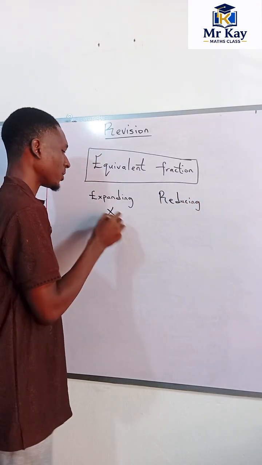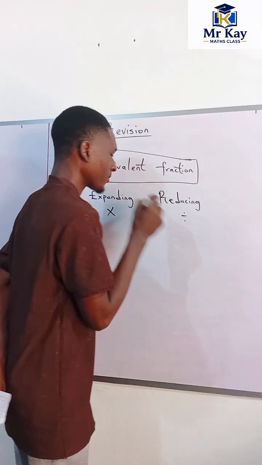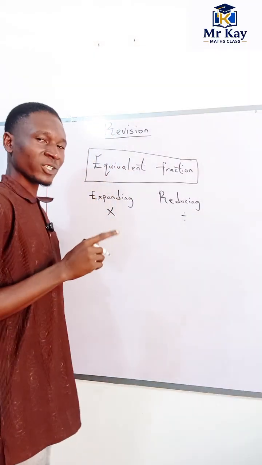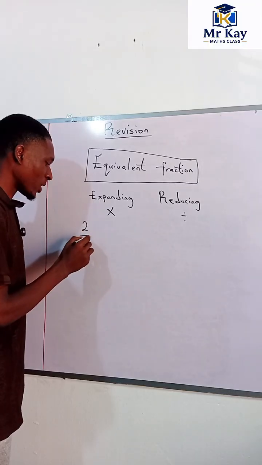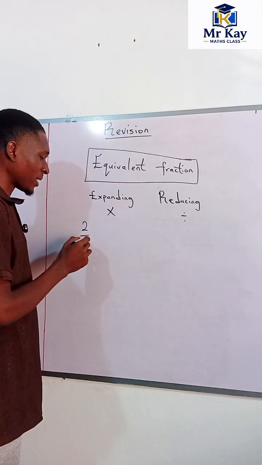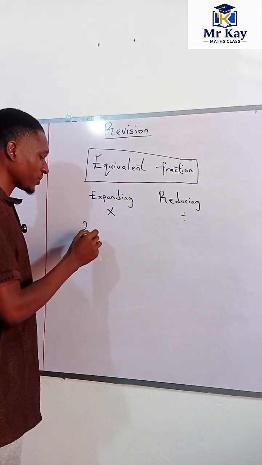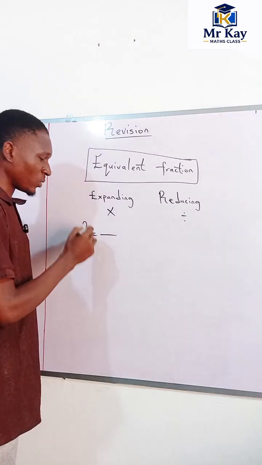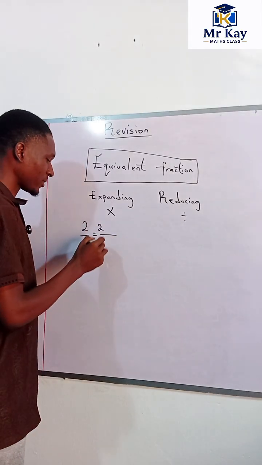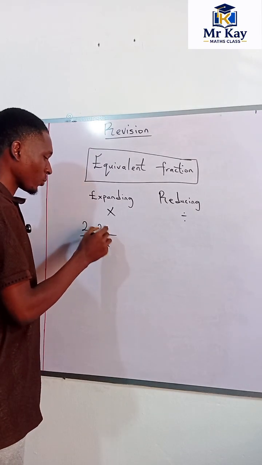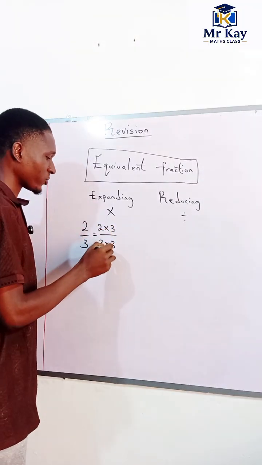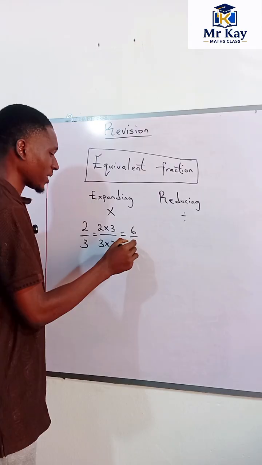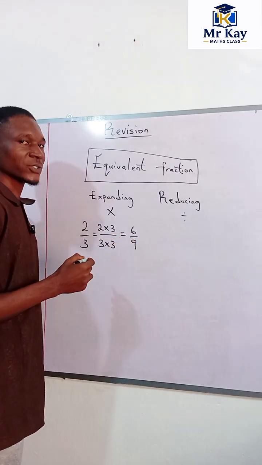So when you are expanding, you are multiplying, and when you are reducing, you are dividing. Whatever you do to the denominator, you do to the numerator. For example, if we have 2 out of 3, when we want to expand it, we multiply both the numerator and denominator by the same number. Let's say 2 times 3, 3 times 3, and we get 6 out of 9, which is an equivalent fraction.